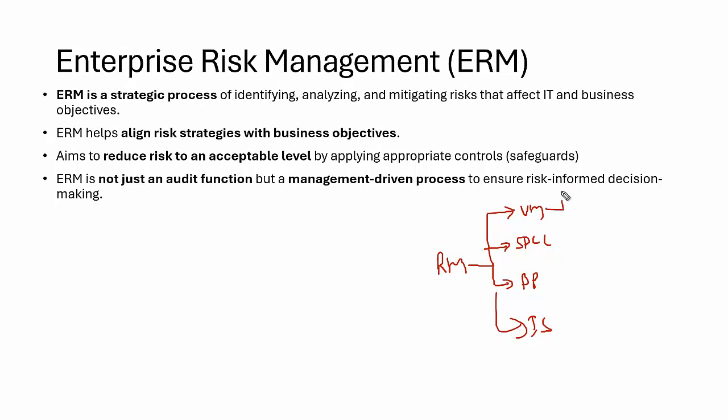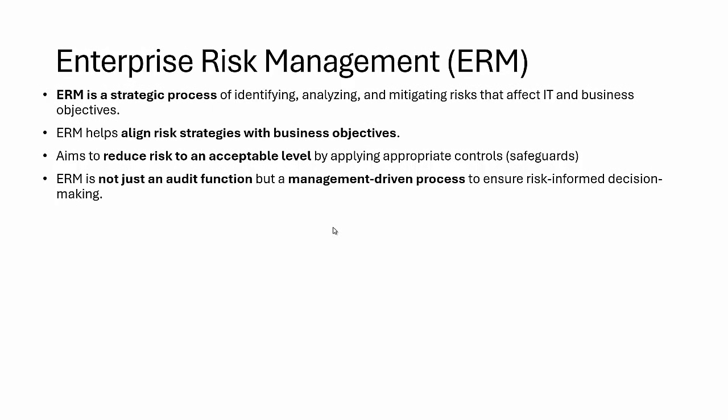So tomorrow when we onboard any vendor, we do risk assessment first. You're building any application, you do risk assessment first. You're going for new business, you do risk assessment first. You're adopting any kind of control, you do risk assessment first. So risk management is integrated in the business process. So ERM is a strategic process for identifying, analyzing, mitigating risk. And it helps to align the risk strategy with business objectives. The ultimate goal is to reduce risk to an acceptable level. That is the ultimate goal.